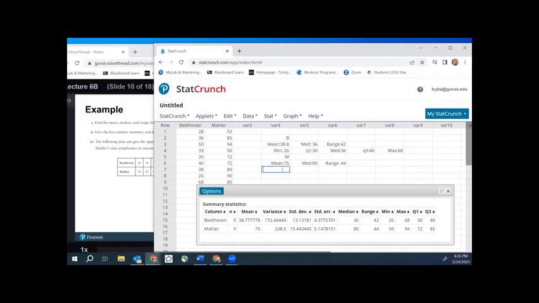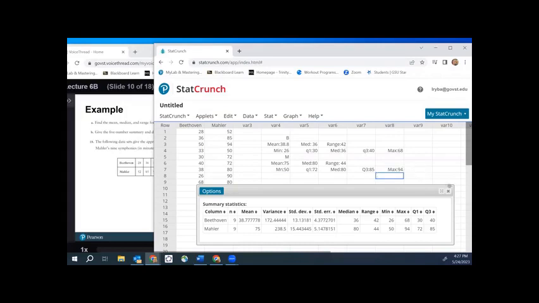And then Mahler's values, we're going to do the same thing. So the minimum is 50. Quartile 1 is 72. Median we already had was 80. Quartile 3 we have is 85. And the max is 94.